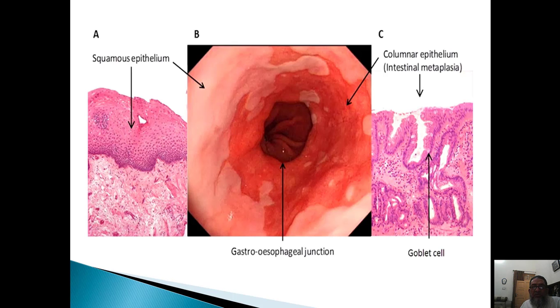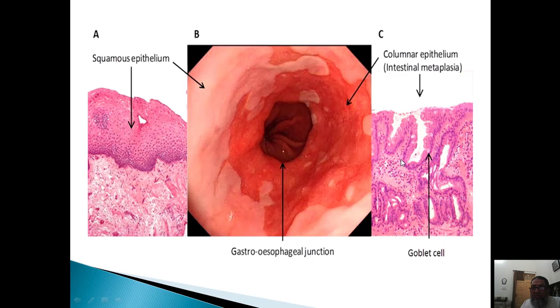Now look at the picture. So this is the lower esophagus. Now there is hyperemia, that is congestion, in the lower one-third. This congestion feature is due to the presence of changed epithelium. This one is the normal epithelium, the stratified squamous non-keratinized. This is the simple columnar epithelium. Look at the picture difference.